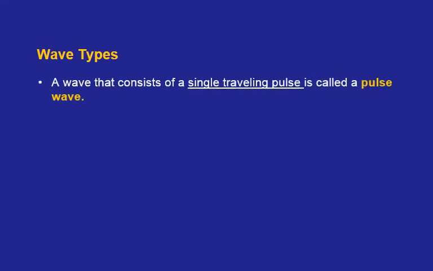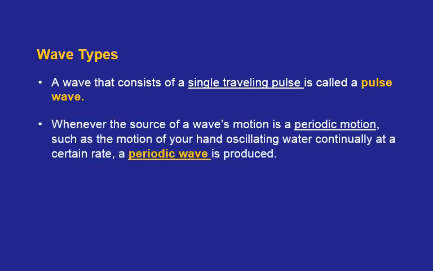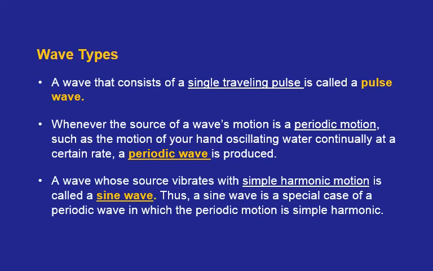Okay, so when we talk about different kinds of waves, we can talk about a pulse wave, which is just one singular wave coming by. I think I showed you a clip of that at the beginning. And so, when you have the source of a wave motion that is periodic, meaning that it's continual, like moving your hand in water continually, that's a periodic wave where you keep sending those waves.